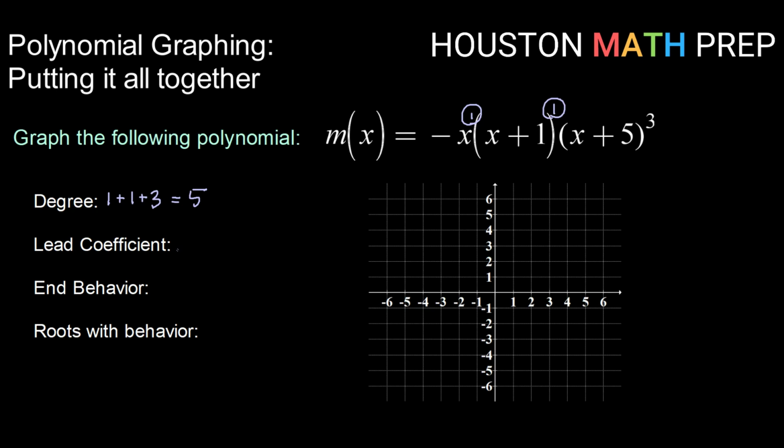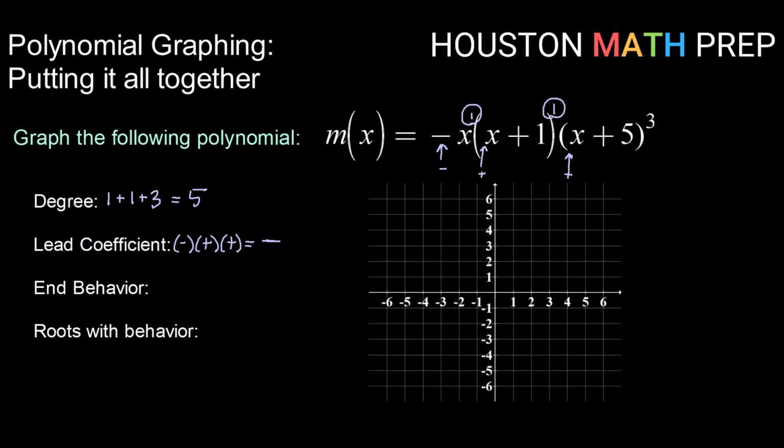For my lead coefficient, remember, all I'm really concerned about is whether it's positive or negative. So I've got a negative up front. In here, I would get a positive out of my x plus 1. And in here, with positive x being cubed, I would get a positive. So a negative times a positive times a positive, I'm going to get a negative lead coefficient.